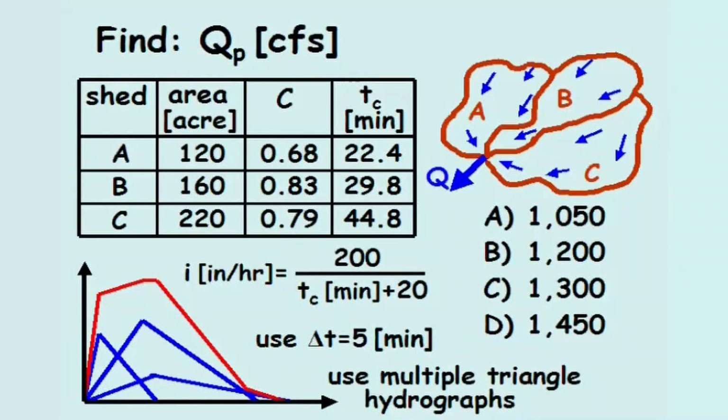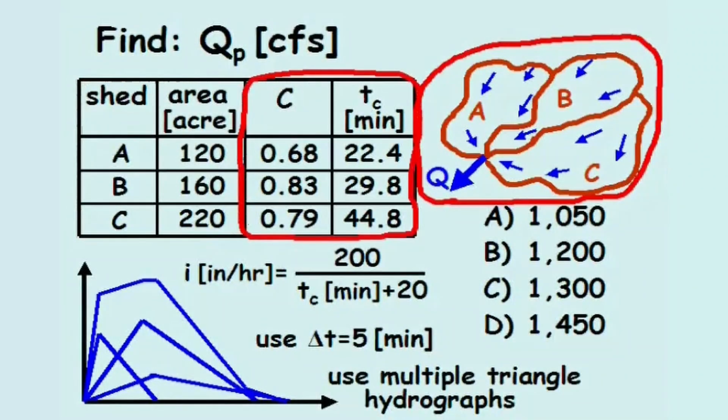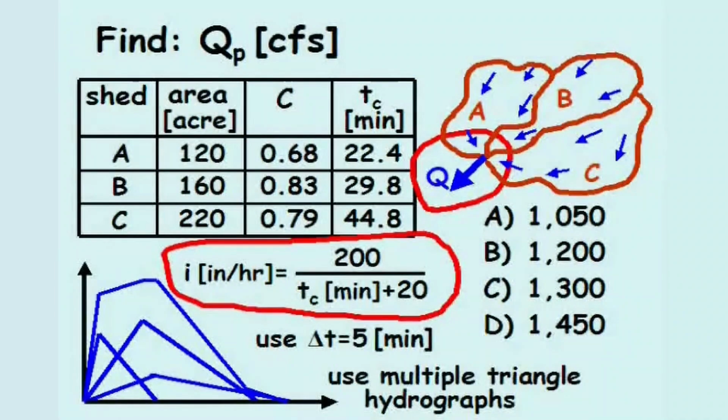Find the peak flow rate, Q sub P, in cubic feet per second. In this problem, three watersheds, A, B, and C, are adjacent to each other and measure 120 acres, 160 acres, and 220 acres in size. The runoff coefficients and time of concentrations for each watershed are provided. All three watersheds discharge to a common point, and the intensity equation for the region is given.